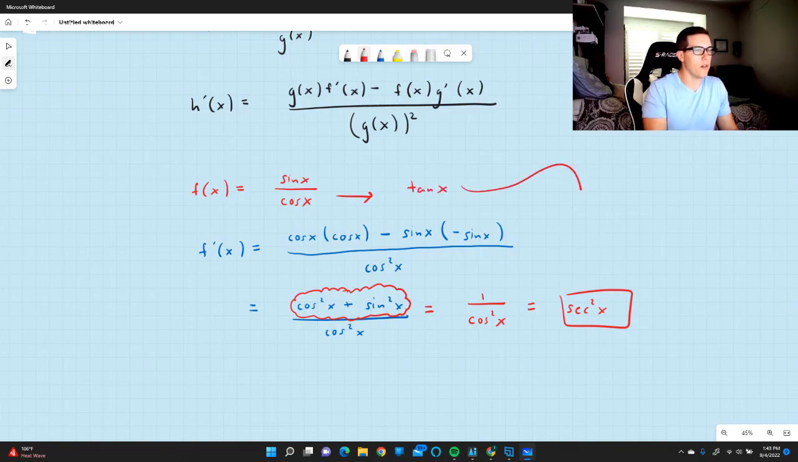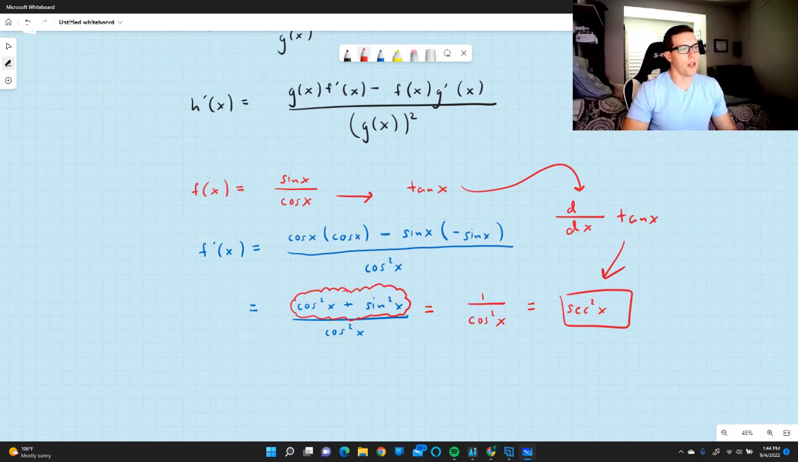That the derivative of tangent is secant squared, which is on our derivative rule sheet. So that's one that you can actually prove for yourself using the quotient rule.